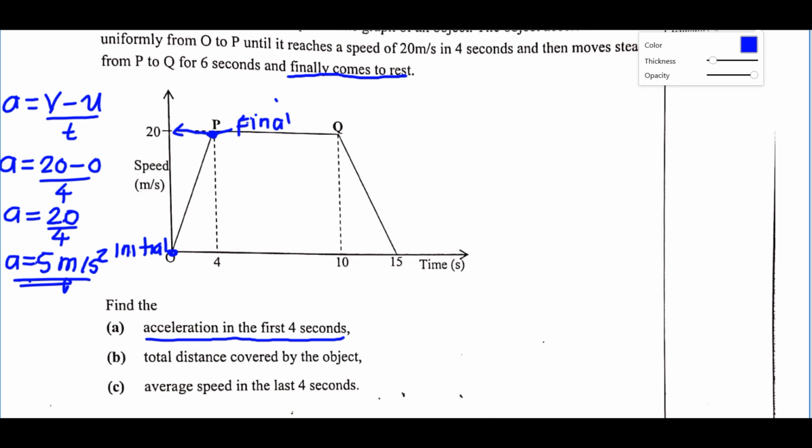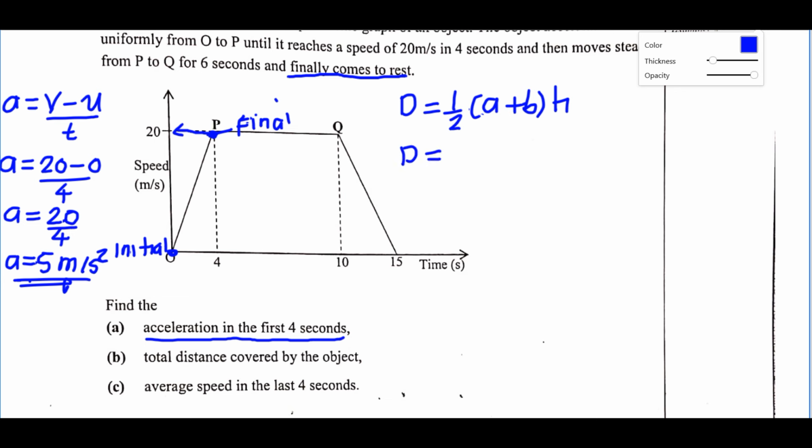Then number 2b, we need the total distance covered by the object. So we just want everything. As we can see, we are dealing with a trapezium. So you say distance is equal to half, a plus b, times height.